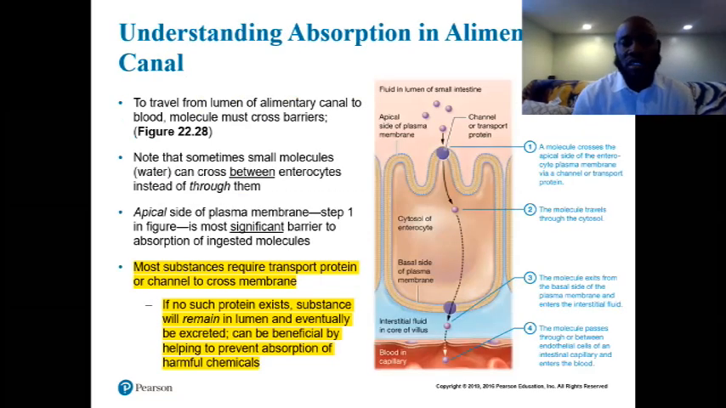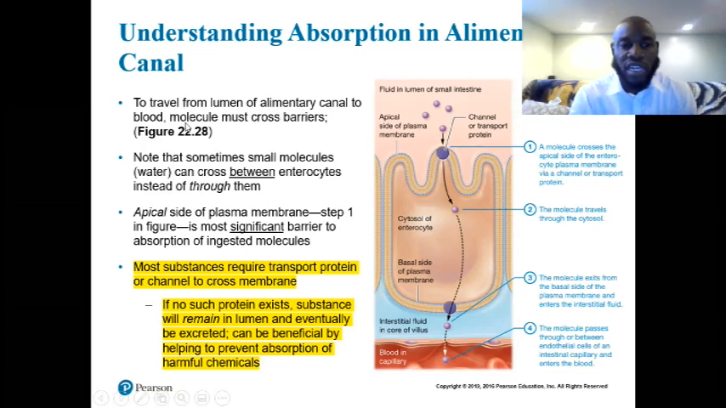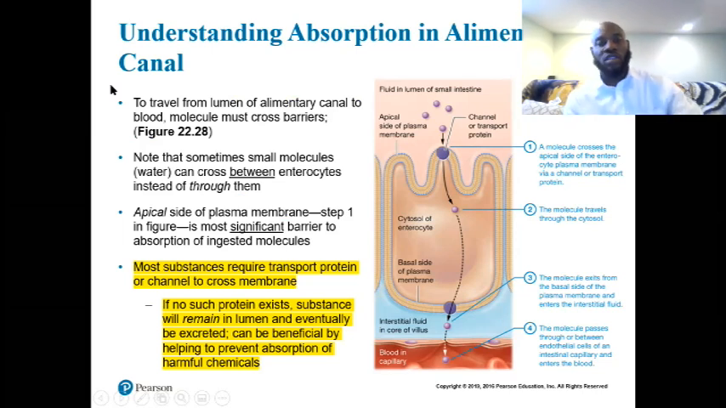All right, so this is understanding absorption. Think of the enterocytes, which are the cells in your small intestines. All right, so to travel from the lumen of the alimentary canal to the blood, a molecule must cross the barriers. Molecule being carbohydrate, protein, nucleic acid, lipid. These are examples.